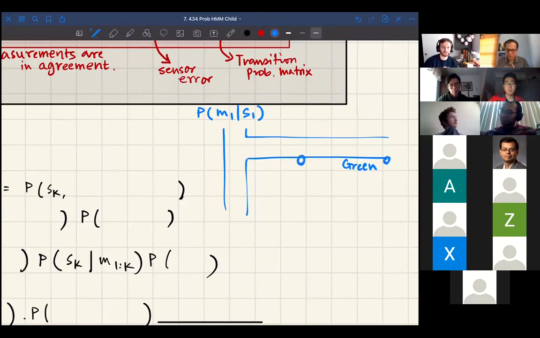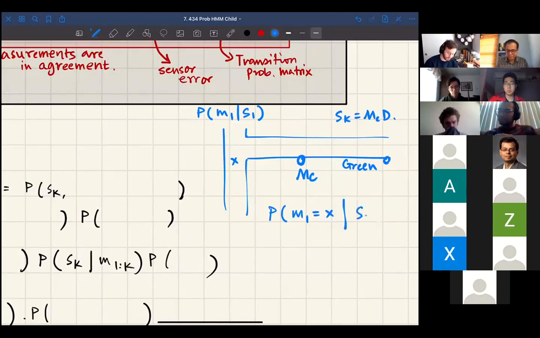Or maybe there's a McDonald's here. Let's say this is a McDonald's. Right? There's a McDonald's there, right, guys? Yeah, there is. Okay. Right. So let's say I tell you that SK equals McDonald's. Okay. And your measurement says you are here. So now you're going to ask the question, what is the probability that your measurement equals this given your SK equals McDonald's?